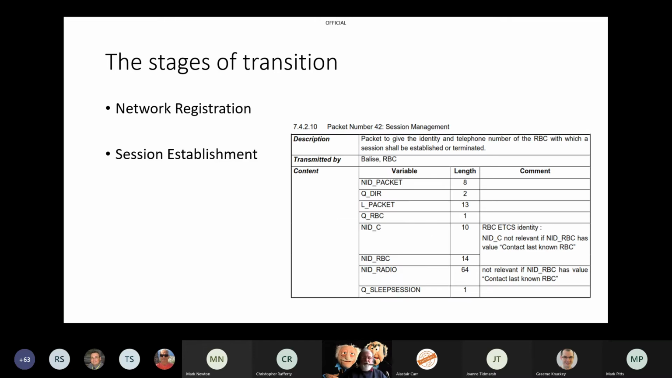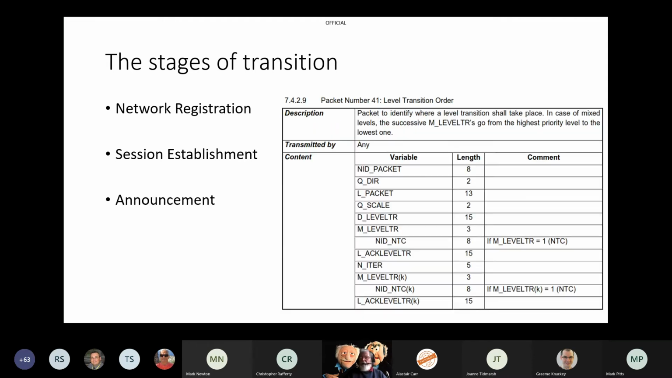The next stage is to instruct the train to contact the RBC. And for this, we use packet 42. And within there, we include the details of the RBC that the ETCS onboard is to contact, typically including a telephone number. Packet 42 will start the onboard connecting to the RBC.